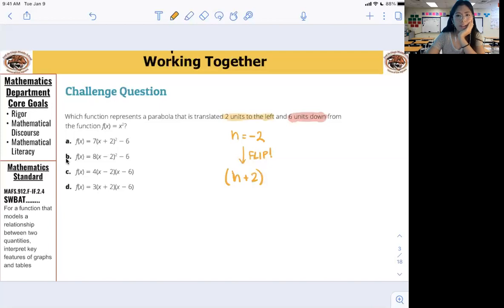So is it B? No. Absolutely not. Is it C? It can't be C because it's in factored form. What's wrong with these two? Those are in factored form. Those are not even in vertex form.